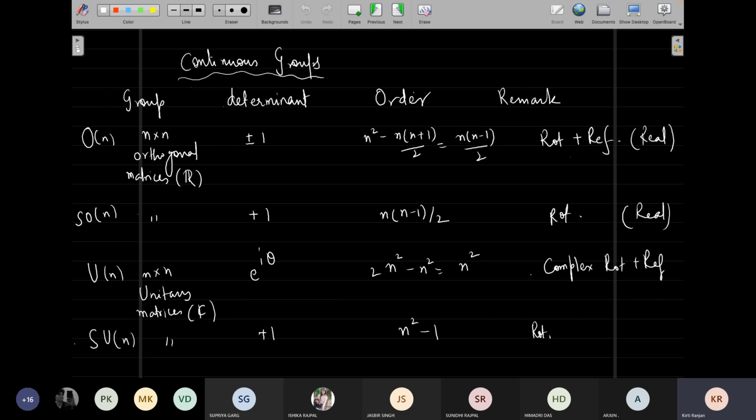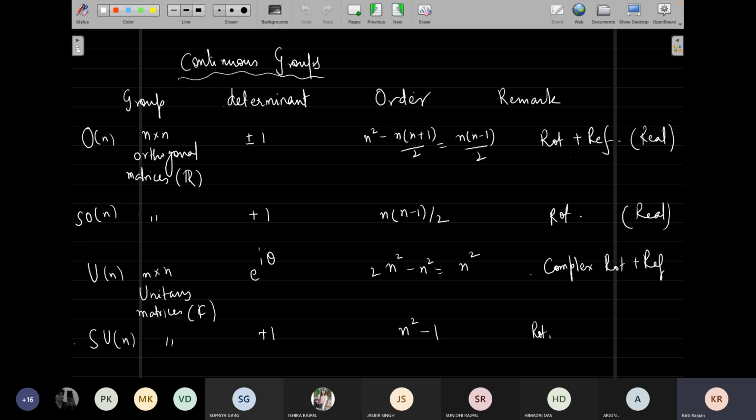The order of the ON group turns out to be n into n minus 1 over 2, and in general it represents rotations and reflections in real space. SON is special in that the determinant is equal to plus 1. Other than that, it is basically a subgroup of ON, and it corresponds to real rotations. So rotation only. Sometimes you will find books calling it the proper rotation group.